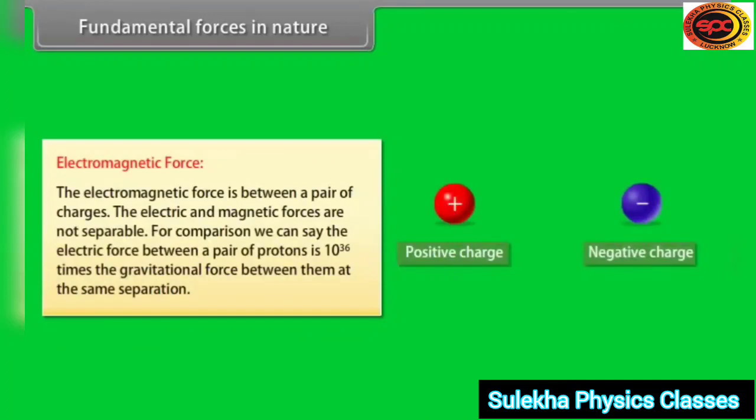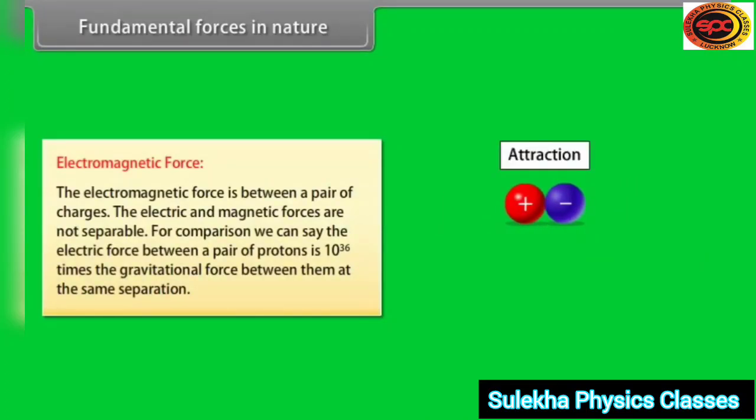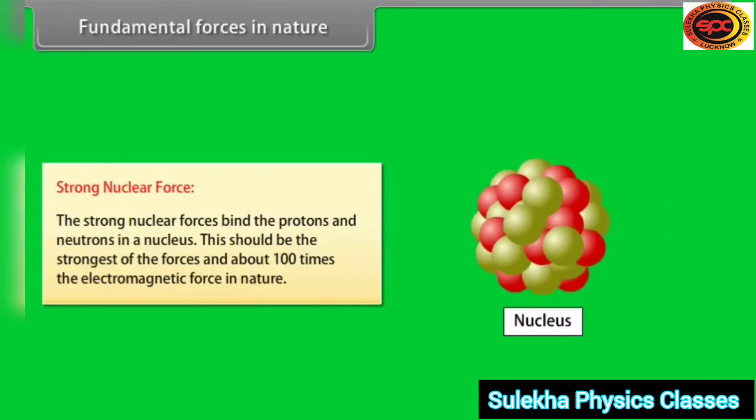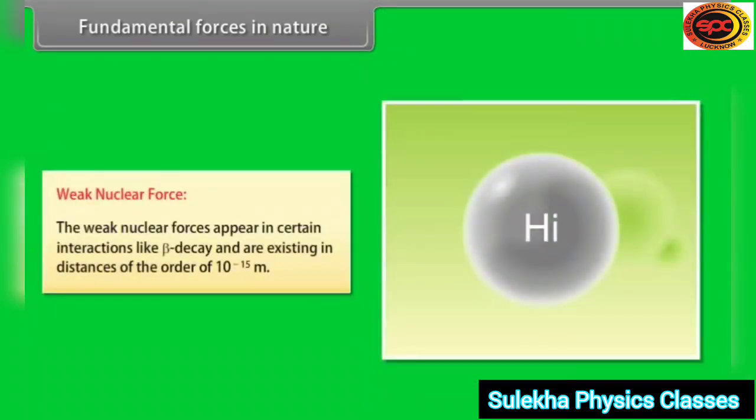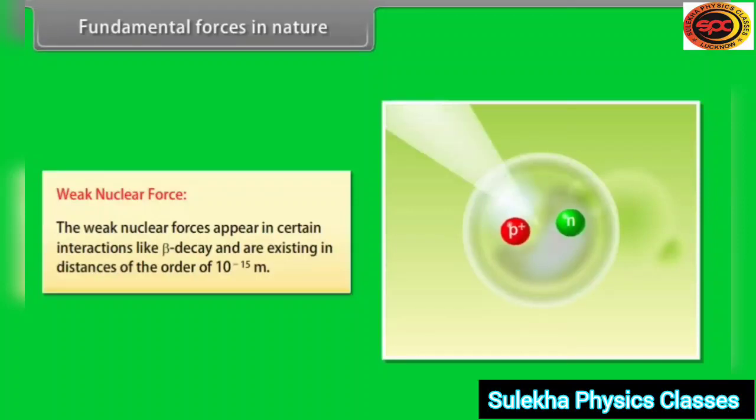The electromagnetic force is between a pair of charges. The electric and magnetic forces are not separable. For comparison, we can say the electric force between a pair of protons is 10 raised to the power 36 times the gravitational force between them at the same separation. The strong nuclear forces bind the protons and neutrons in a nucleus. This should be the strongest of the forces and about 100 times the electromagnetic force in nature. The weak nuclear forces appear in certain interactions like beta decay and exist at distances of the order of 10 raised to the power minus 15 meter.